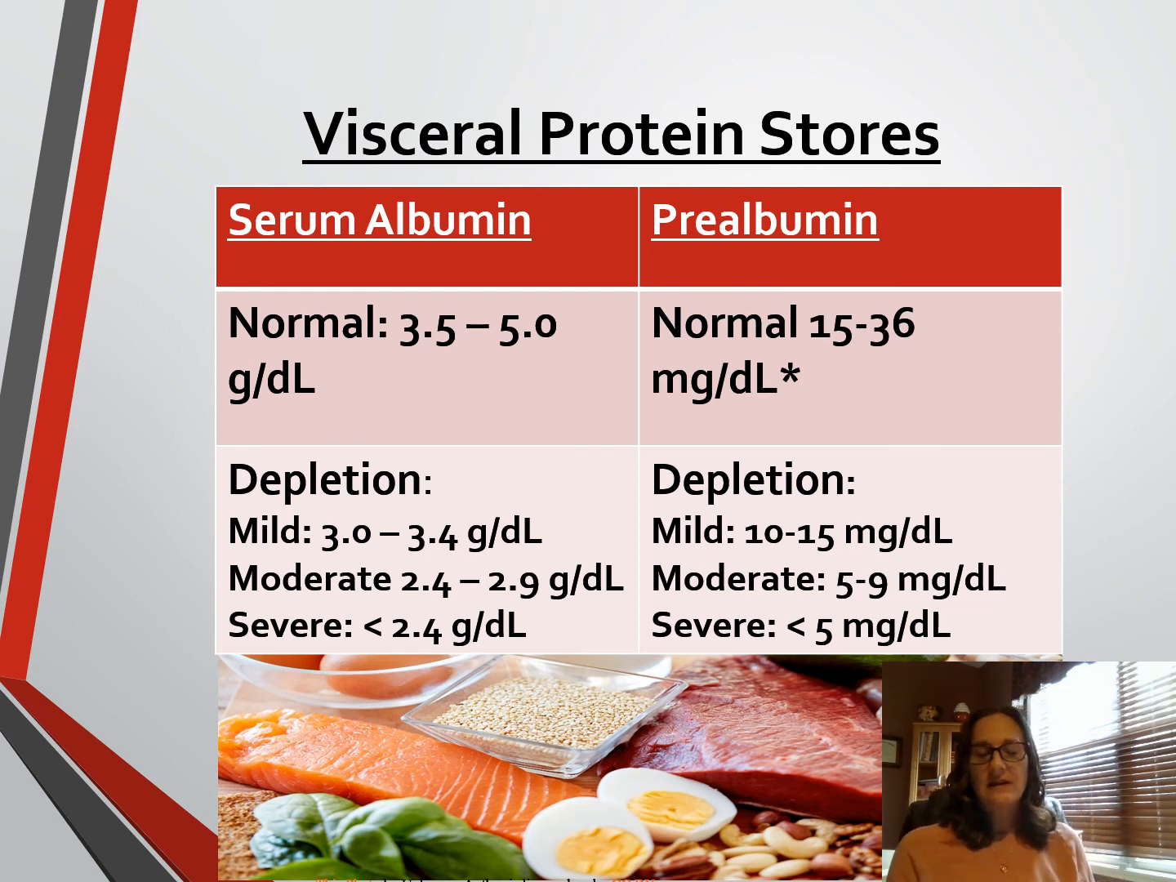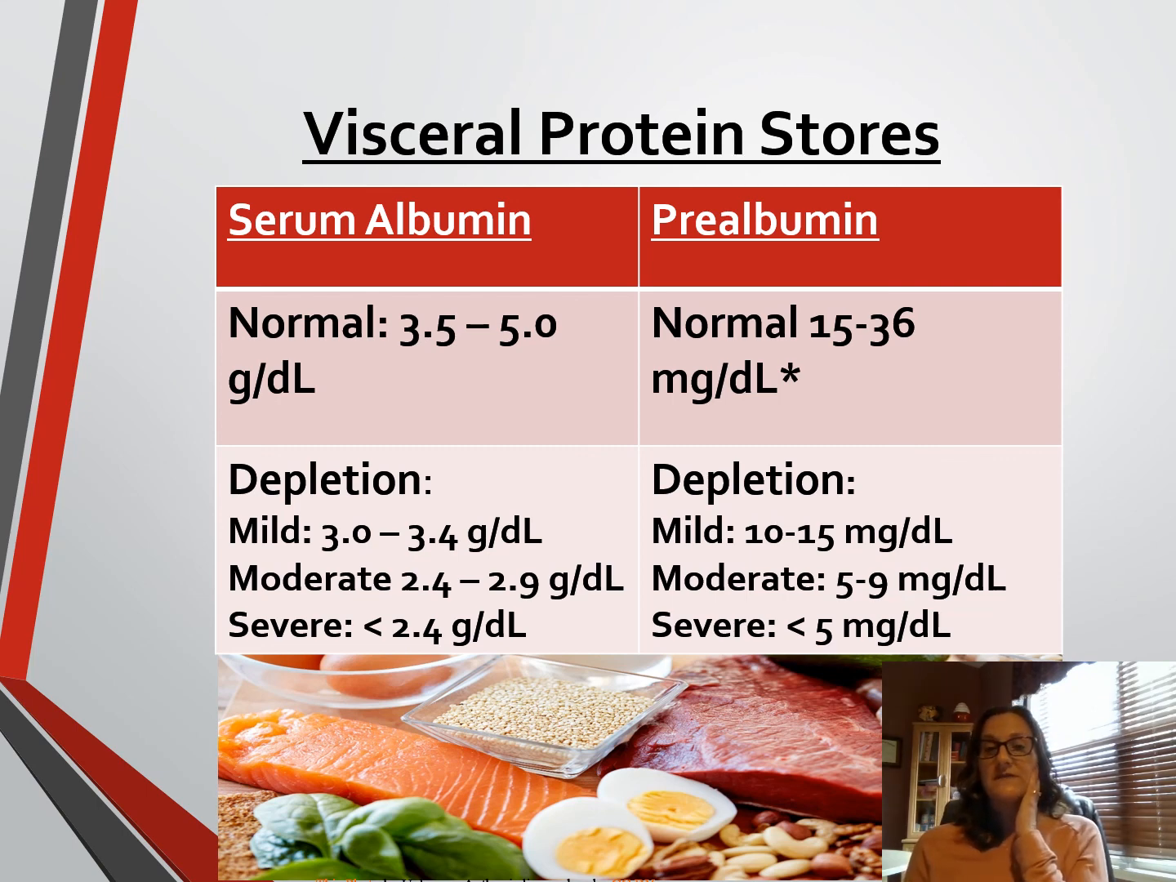In contrast, looking at prealbumin. Prealbumin is a better indicator of short-term nutrition status, secondary to its shorter half-life. The half-life is about, I think, 2 days. So it's a good indicator of inflammation, infection, and trauma on a short-term basis. For patients before surgery, I usually like to look at the prealbumin.